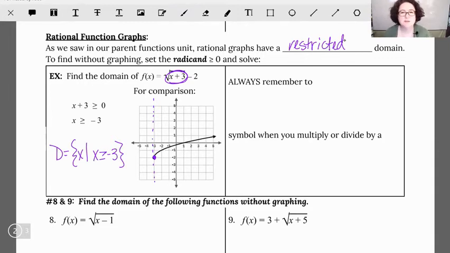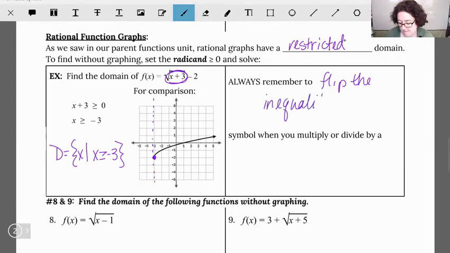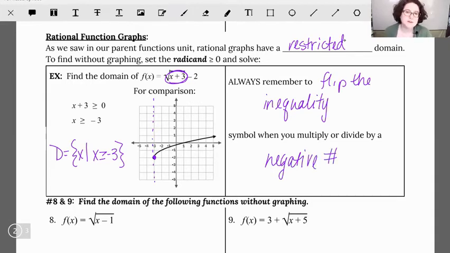And when you're using this technique to find your domain, don't forget your inequality rules. So you're always going to remember to flip the inequality symbol anytime you might need to multiply or divide by a negative number. And they will happen sometimes. All right, so 8 and 9, let's just figure out our domain without even looking at a graph.